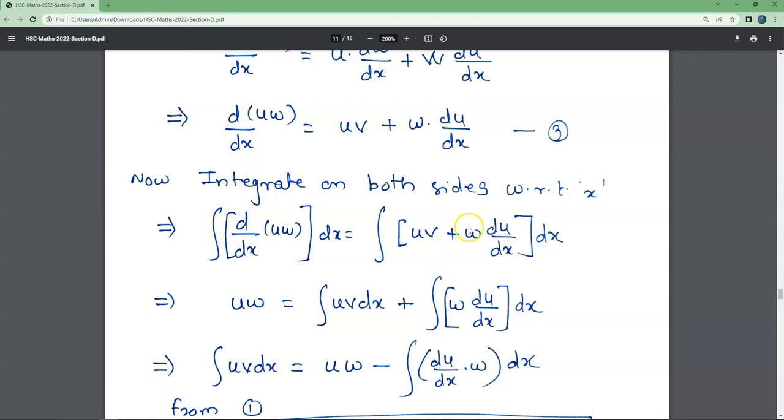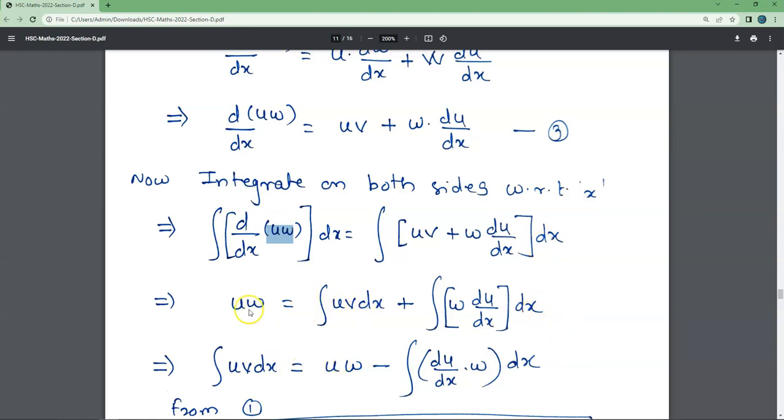But we have written one more step here, right? So integration of d by dx of uw dx, then integration of this complete stuff, uv plus w du by dx. That's the integration, that is dx. या इंटिग्रेशनचा हा dx आहे. Now this derivative and integration will cancel, so this will only be uw is equal to, हा प्लस आहे, so we can separate the integration of uv dx plus integration of w du by dx, right?